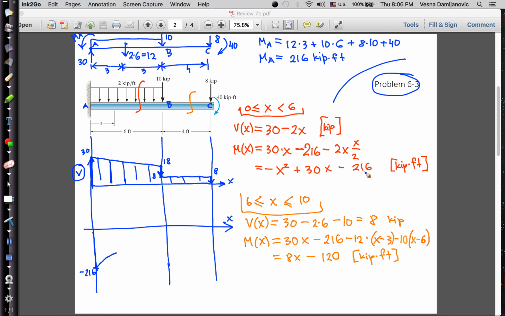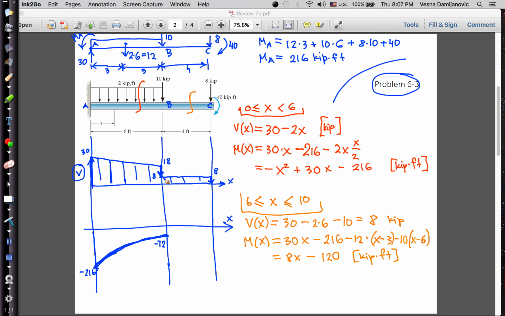Minus 216, so it's still going to be negative, and it's going to be 72. Okay, negative 72, so it's somewhere here. I'll try to draw it like this, and that's negative 72. This is part of a parabola, but it doesn't end up straight here. We don't know where it's going to be straight.